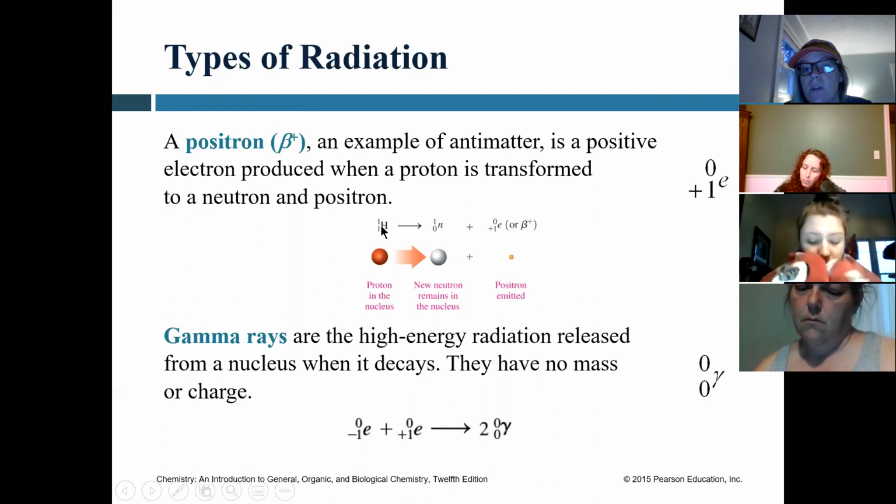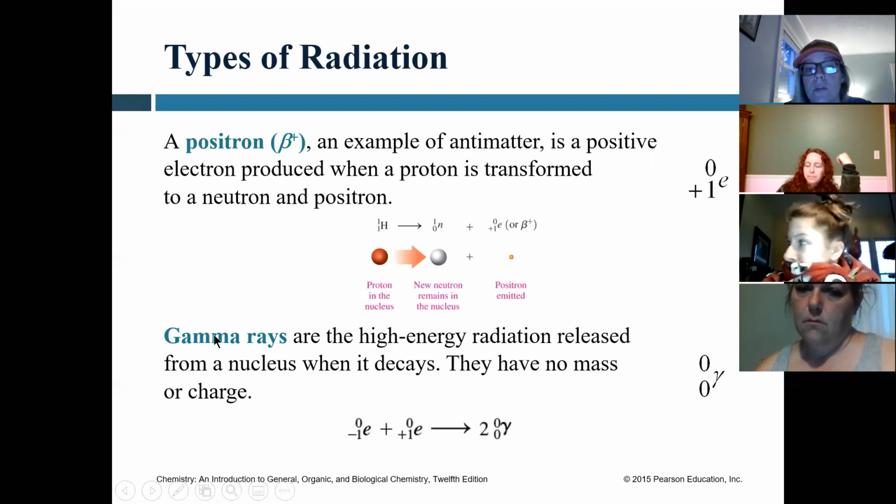When we've got a proton and it turns into a neutron, that's the same mass. So our positron doesn't need to have any mass to balance that out. Over here, our proton has a charge of +1, our neutron has a neutral charge, so something has to balance that out with a +1 charge. That's where the positron is getting it.